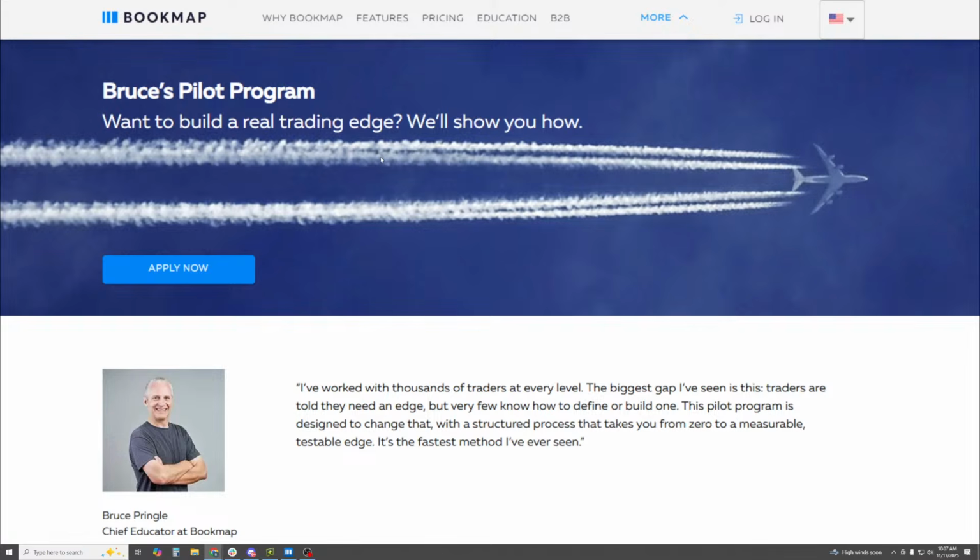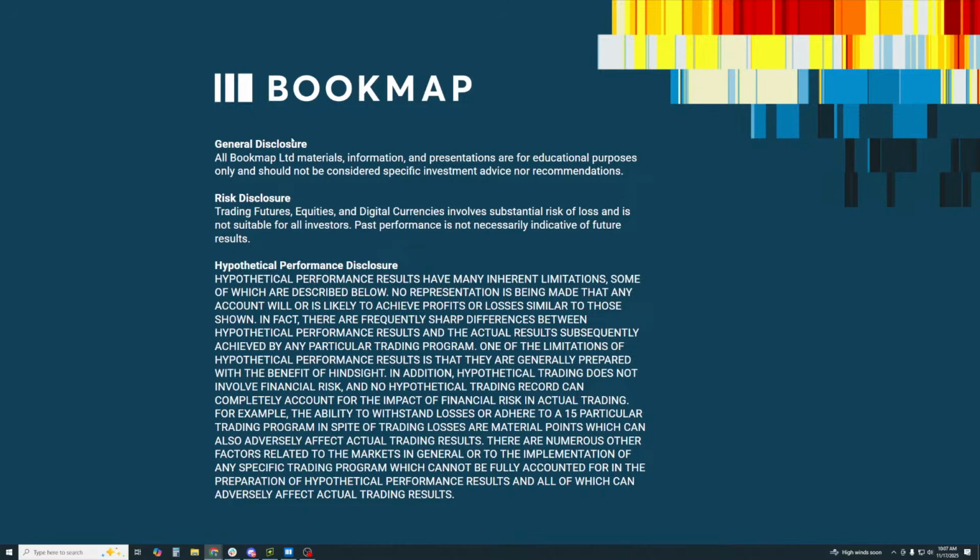edge through the process. All right, so most of the traders I come across, they are lacking an edge. Most retail traders, those especially new to the game, they can understand all the setups, but unfortunately they don't know how to build an edge. This program is designed to change that. All right, so I'll put the link into the chat for you.